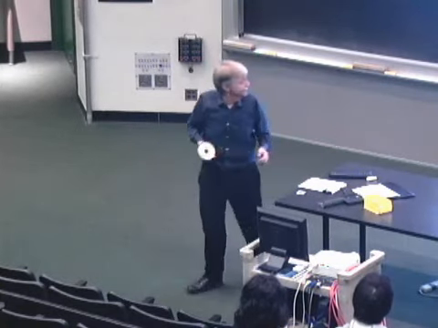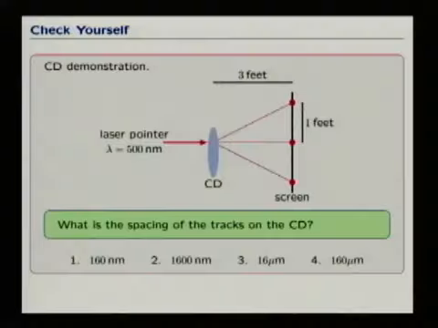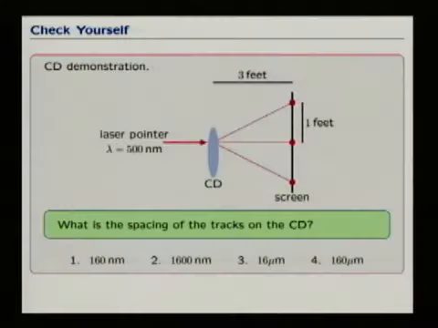So what I'd like you to do is figure out the pitch. The information on a CD is written spirally. That's the reason there's an apparent color. I just measured the pitch. How far apart are the tracks? So take the data: if I'm 3 feet away from the screen, the dots are separated by 1 foot, and figure out how closely spaced the tracks are on a CD.